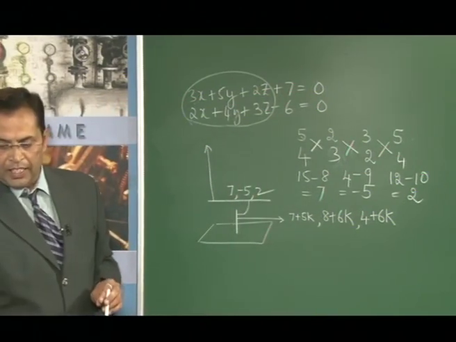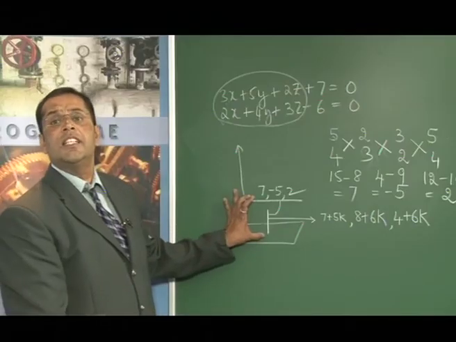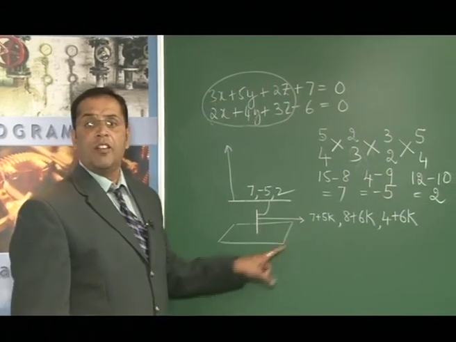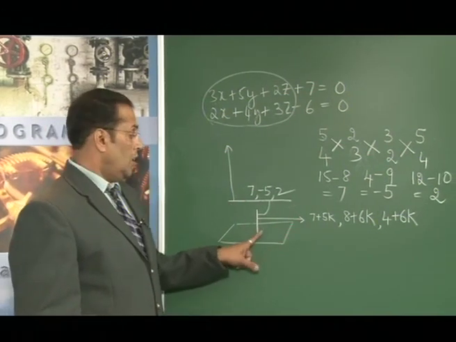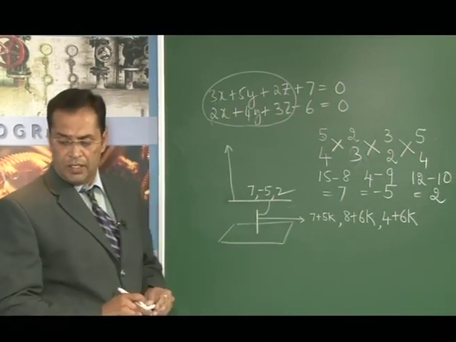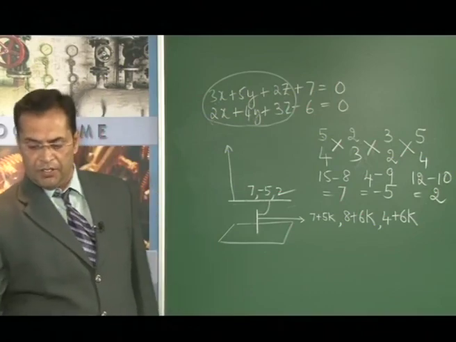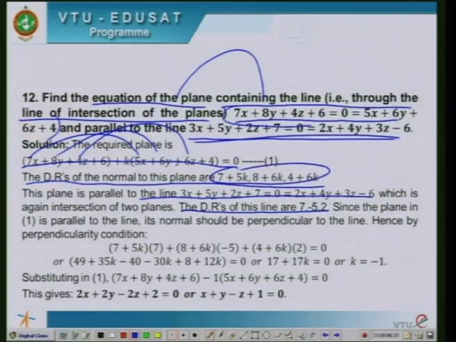So, which you see here. So, DRs of the line are 7, minus 5, 2. But as I said earlier, what is the condition? Since the line is parallel to the plane, the normal drawn to the plane should obviously be perpendicular to the line. So, the sum of the product of the direction ratios of the plane, which are here, and the line should be equal to 0. That is the condition for perpendicularity.